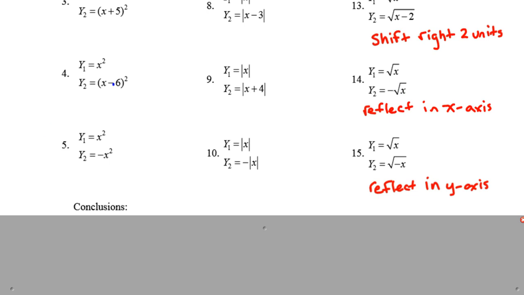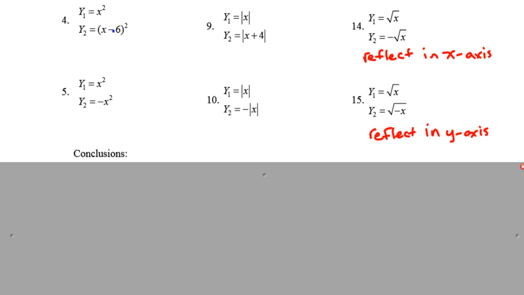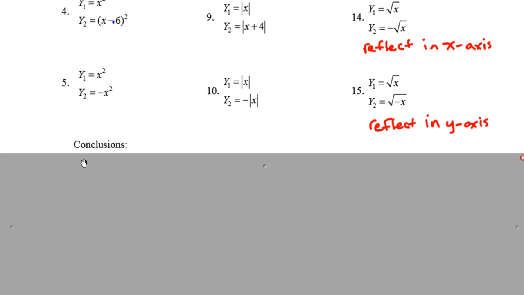Let's note some conclusions. Okay, so I've got some space for some conclusions at the bottom. You're going to have to write a little bit small.